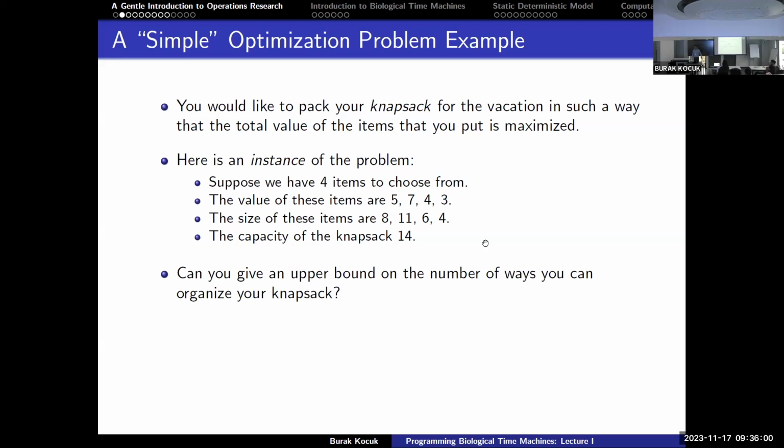Here's a question to you. Can you give me an upper bound on the number of ways you can organize your knapsack? Here's an organization: I put nothing in my knapsack. That's a trivial organization. Certainly it doesn't maximize anything, but it is one possibility. Can you answer this question? How many ways can you organize the knapsack?